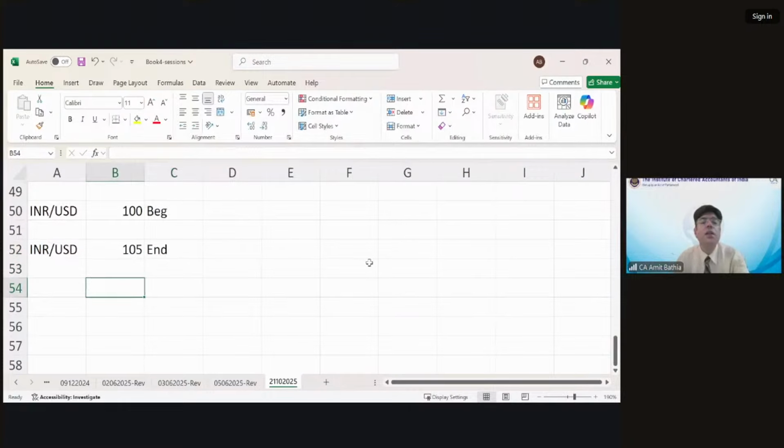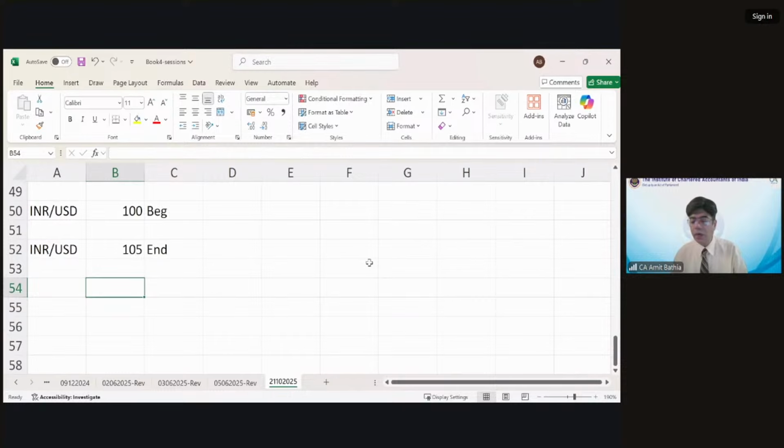So in a year, you can see INR to USD has become 105 from 100. The currency which has appreciated over here is USD, because now it is able to get more INR for the same amount of USD, which is 1 USD. On the other hand, INR has depreciated, right? So how much has USD essentially appreciated? 105 minus 100 upon 100, so it has appreciated by 5%. Am I right?